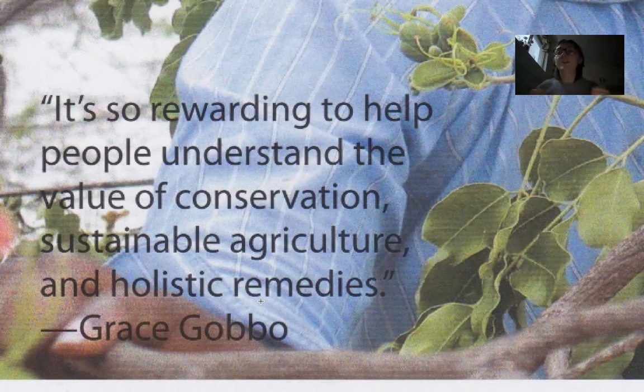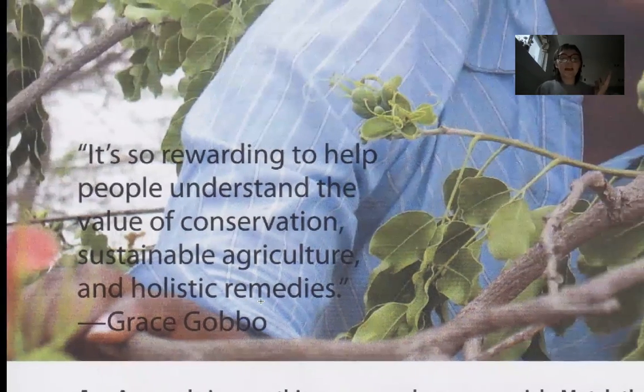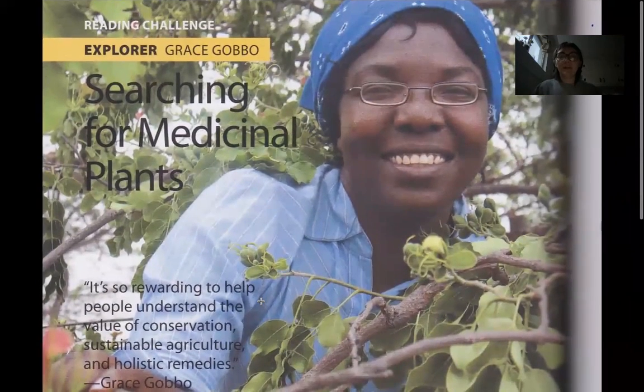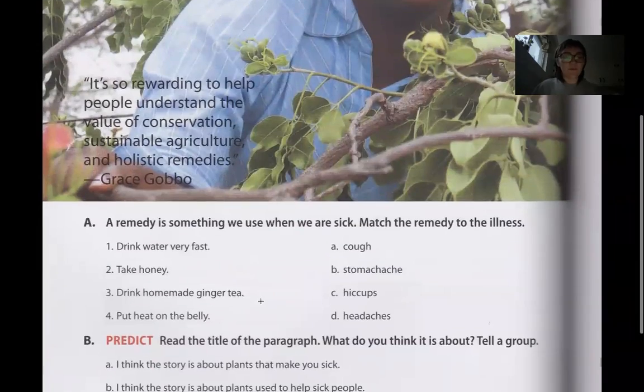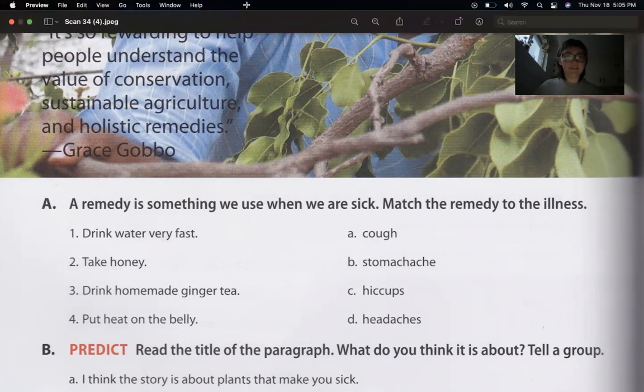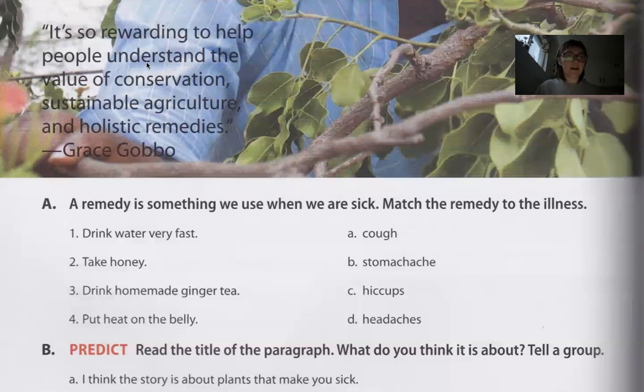So a holistic remedy is saying, okay, we're going to look at the whole picture, how everything is connected, right? And this is Grace Gobo or Gabo, who is the person that is saying this. Okay, so we're going to read, actually. It says, a remedy is something we use when we are sick. Match the remedy to the illness. So let's do this really quick.